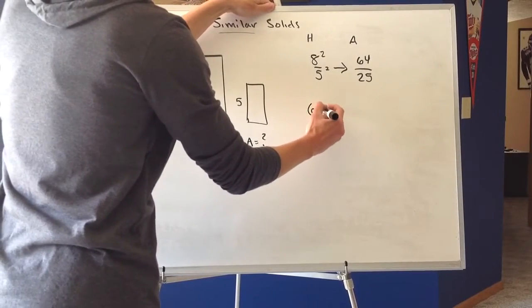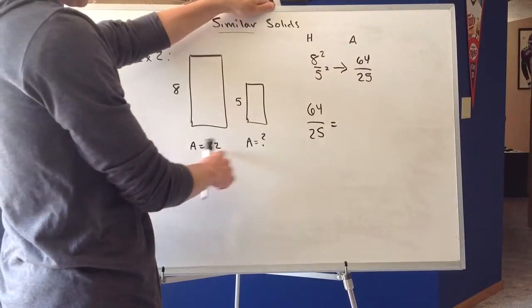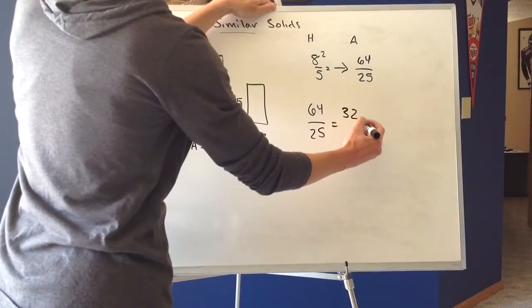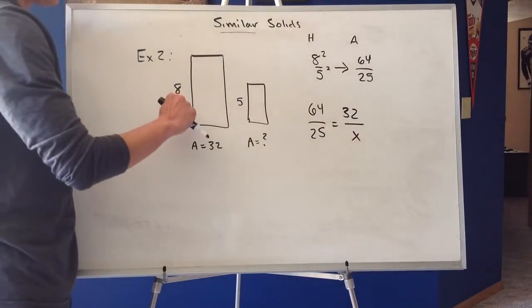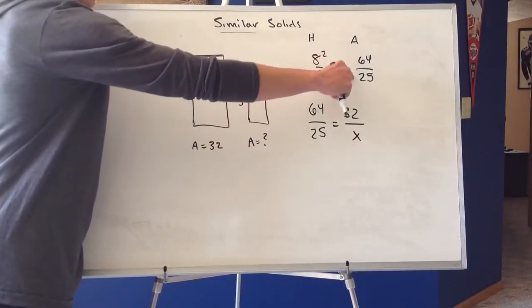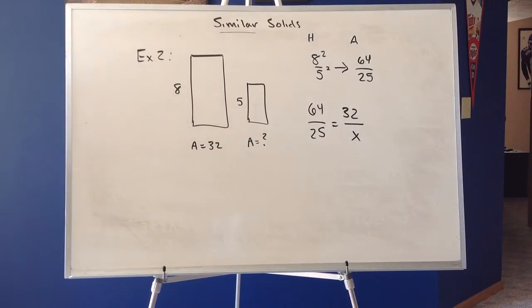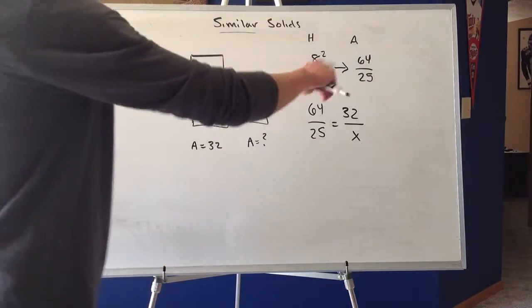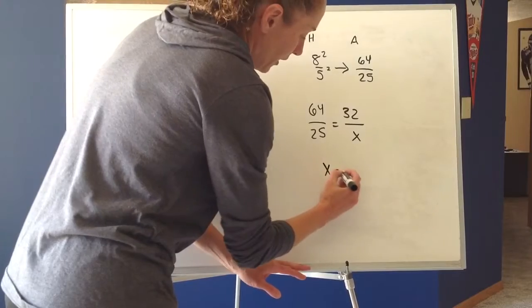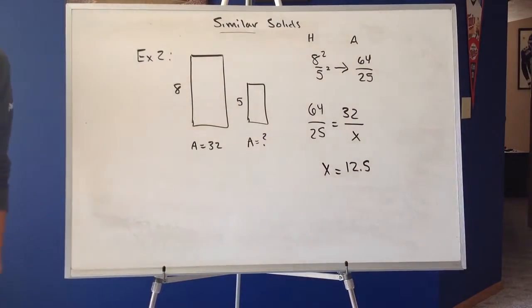So I would do 64 over 25 equals 32 over x or whatever variable you want to use. Okay, so I didn't use the 8 over 5. I had to square them and then I could use it. Then I could work with area because again, area is two-dimensional, not one-dimensional. Okay, so you would go ahead and cross multiply and solve, and you'd end up getting the area of the little guy is 12.5. Okay, for that one. All right.